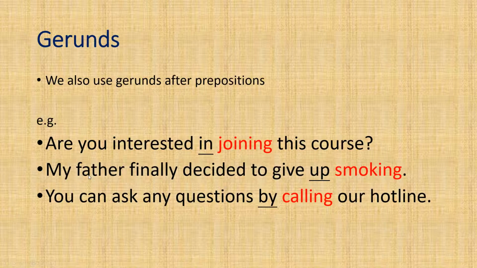This example, my father finally decided to give up smoking. Give up smoking. Alright, you can see the preposition here, up. After the preposition up, you need to use gerund, smoking, not to smoke or smoke. The last example, you can ask any questions by calling our hotline. By calling. This is the preposition, by. Okay? You need to use the ing form, that means the gerund, after the preposition.